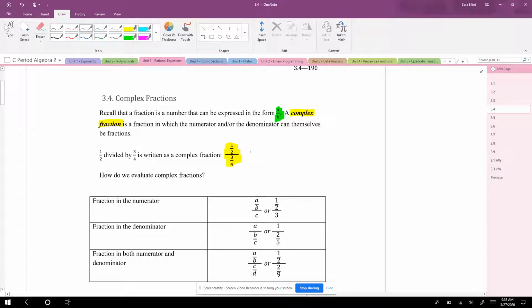So basically, what we're going to do this entire lesson is take the complex fraction and rewrite it as division. So I can rewrite this as 1/2 divided by 3/4. Now we can rewrite this as multiplication, because division is the same thing as multiplying by the reciprocal. So 1/2 times 4/3, and we are able to actually evaluate that. 1 times 4 is 4, and 2 times 3 is 6. And then we can simplify this to 2/3.